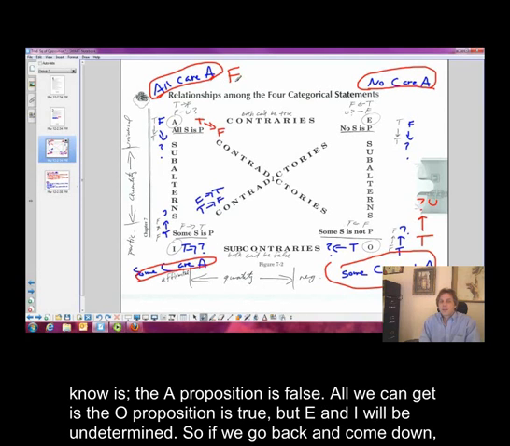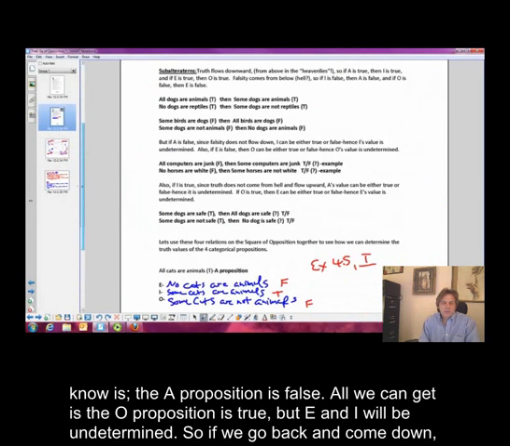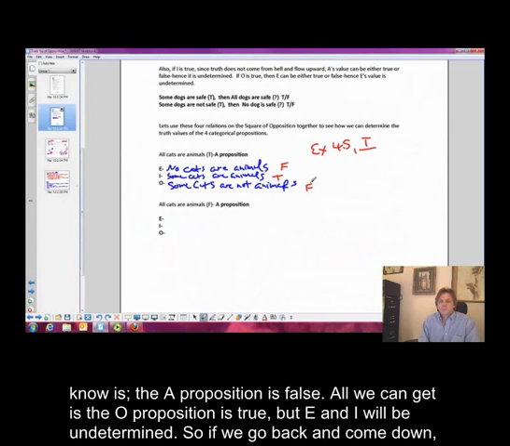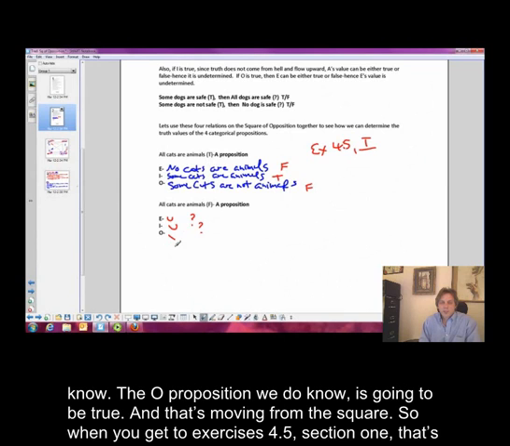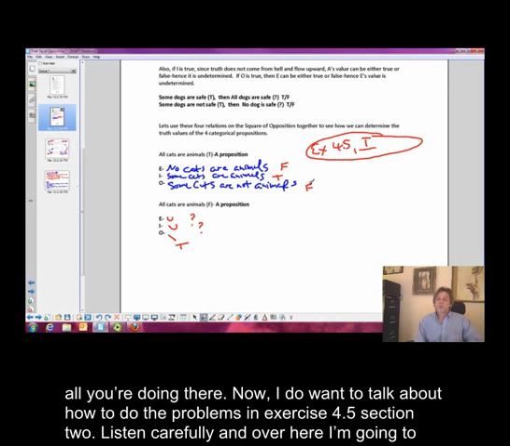All we know is the A proposition is false. All we can get is the O proposition is true, but E and I will be undetermined. So if we go back and come down, you're going to have this. The E proposition is undetermined because we don't know. The I proposition is undetermined. We don't know. The O proposition we do know is going to be true. Okay, and that's moving from the square. So when you get to exercises 4 or 5, section 1, that's all you're doing there.